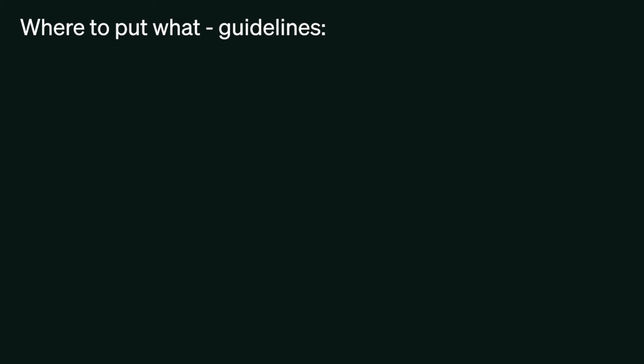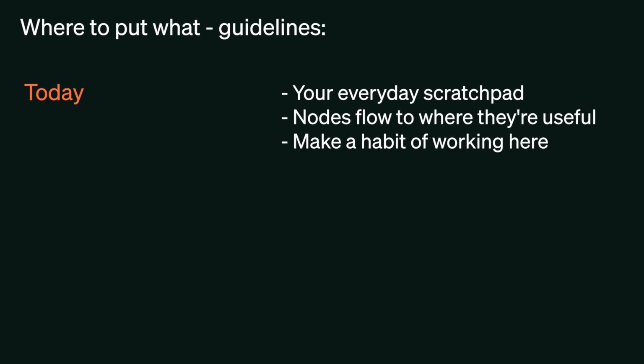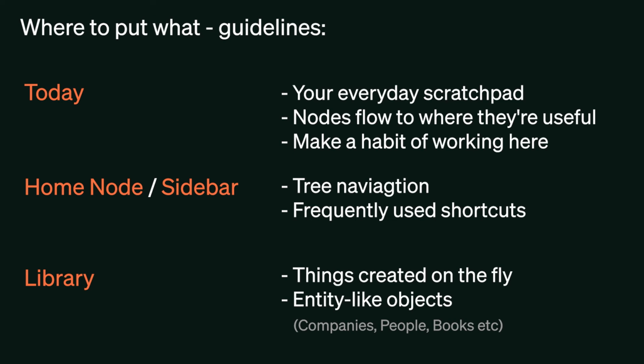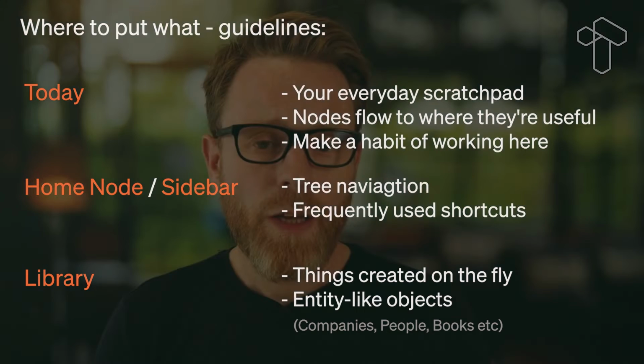So where should you put things? Generally, it works best if you follow these guidelines. Today is where you put the day-to-day information. Many use it to create all of their content since Tana objects can flow to where they're useful. Your home node and sidebar is useful for organizing things that have a natural tree structure and to put shortcuts for things that you want quick access to. The library is used for things that are created on the fly and are object-like, like the people, companies, cities, and so on.